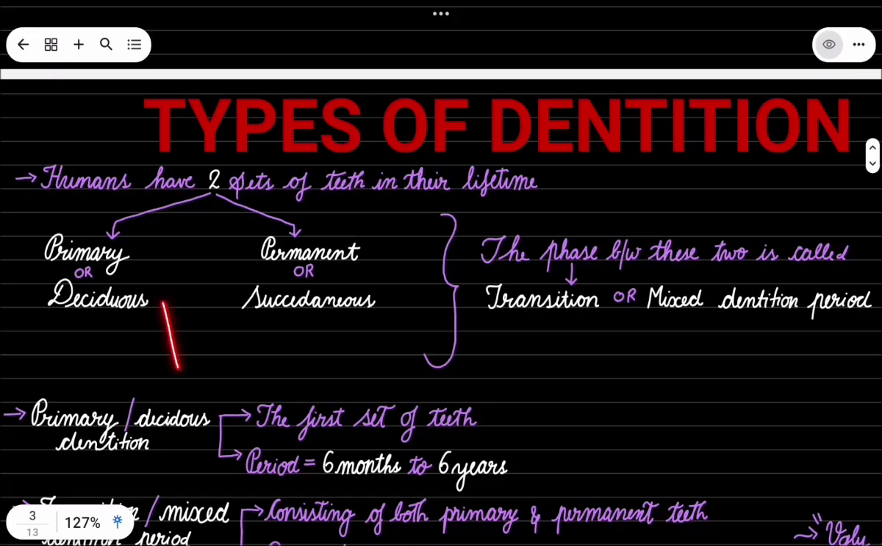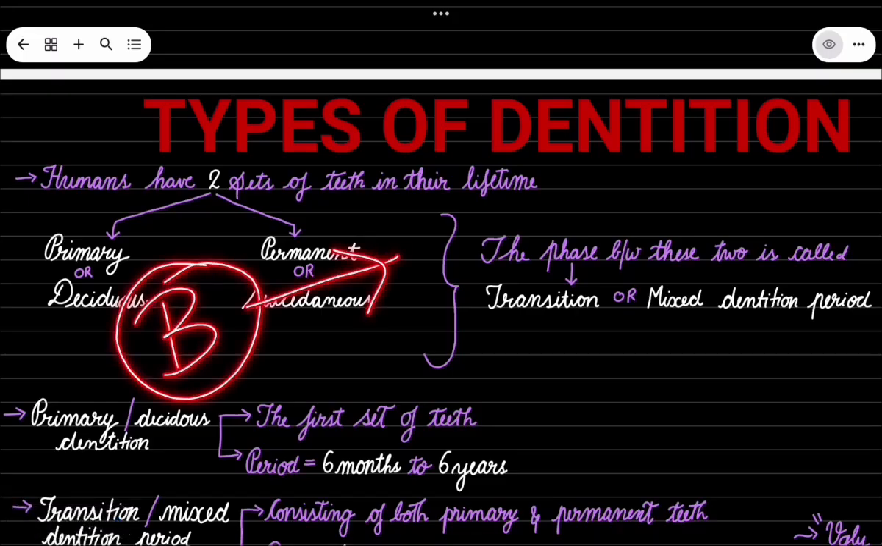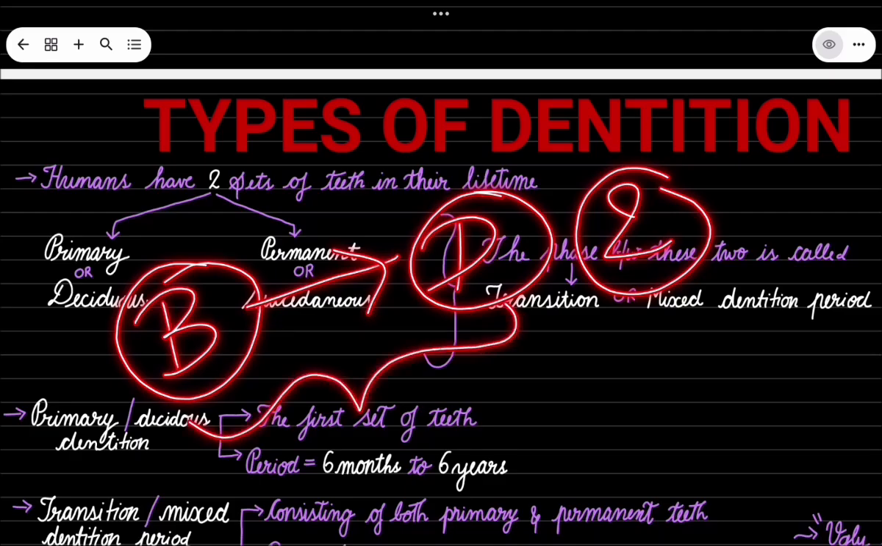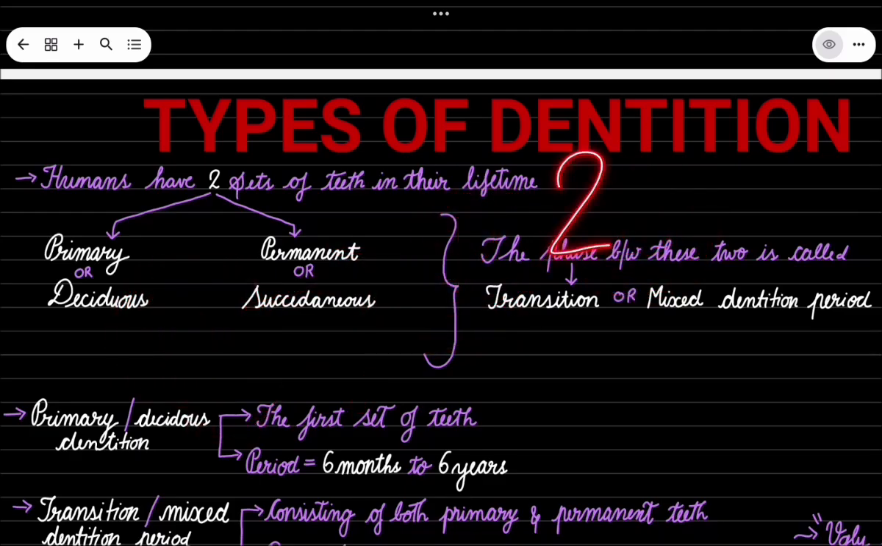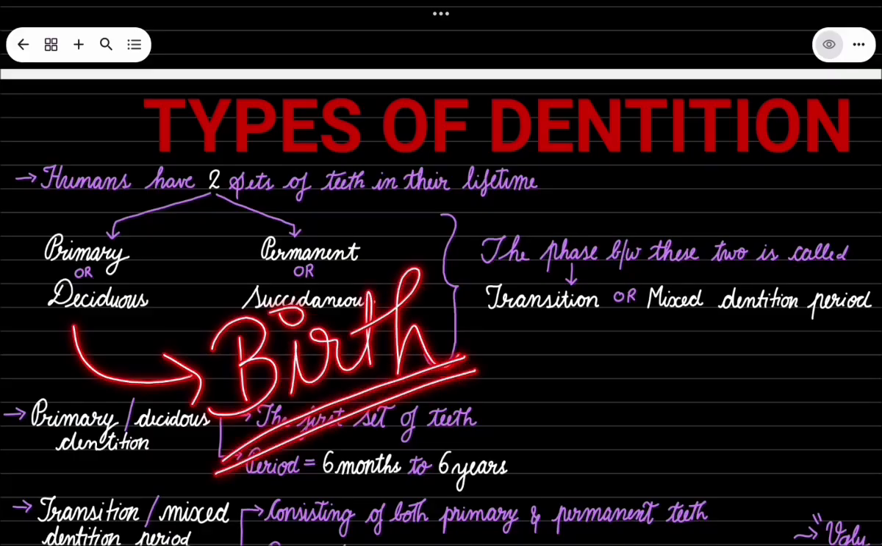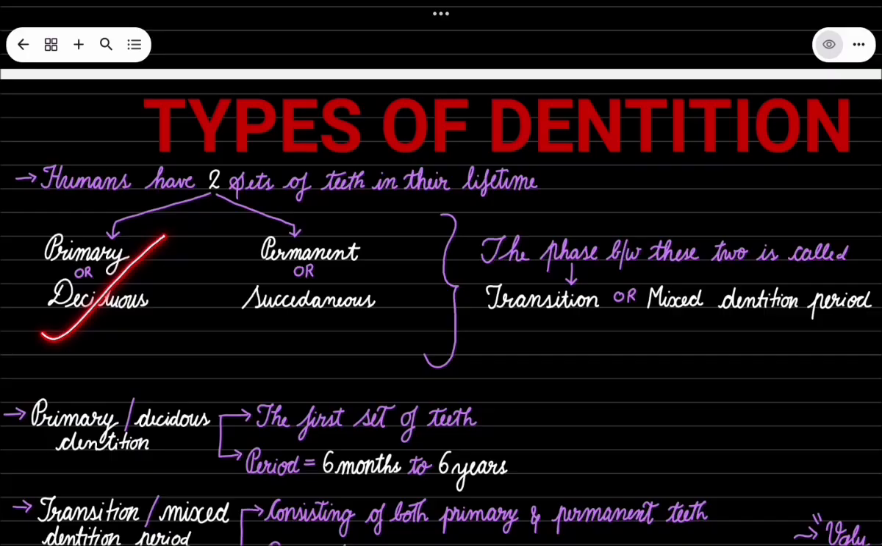Now, from birth to the death, a person has 2 sets of teeth during their entire lifetime. Now, which are these 2 sets of teeth? So, the first set of teeth is the primary teeth. This is the teeth that the child gets after their birth. The first set of teeth after birth is called as the primary dentition. Primary means first, and then after these primary teeth have been shed off, the second set of teeth that the child will get will be the permanent teeth.